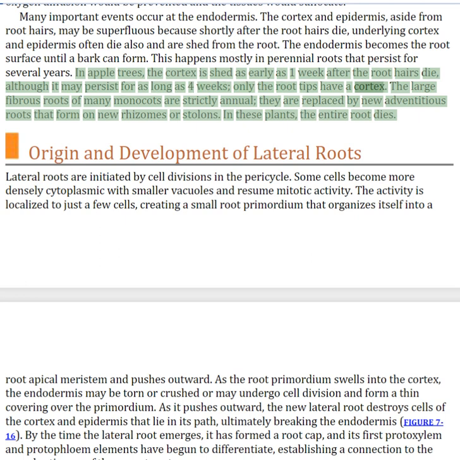Only the root tips have a cortex. The large fibrous roots of many monocots are strictly annual. They are replaced by new adventitious roots that form on new rhizomes or stolons. In these plants, the entire root dies.